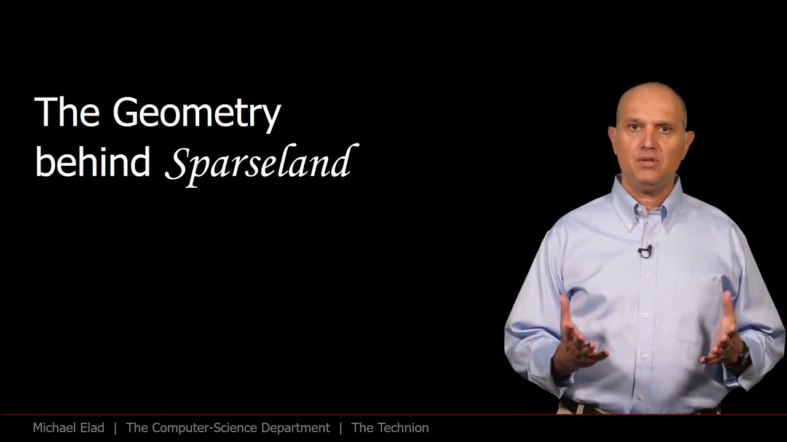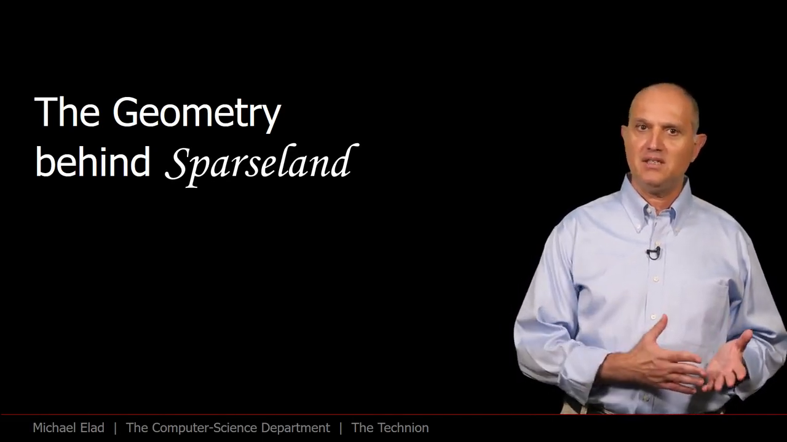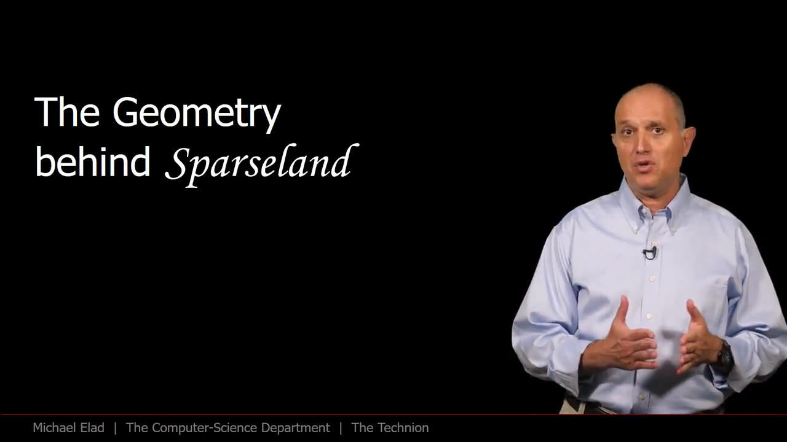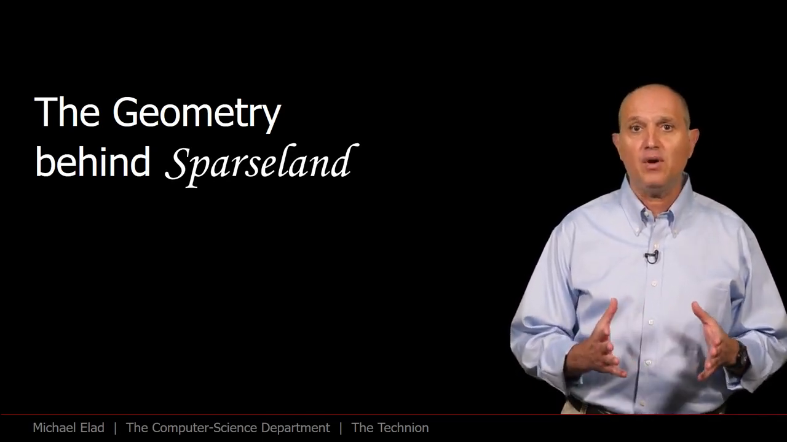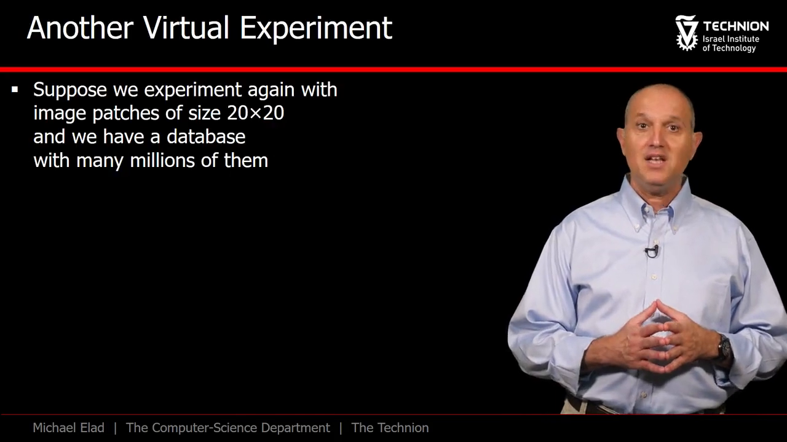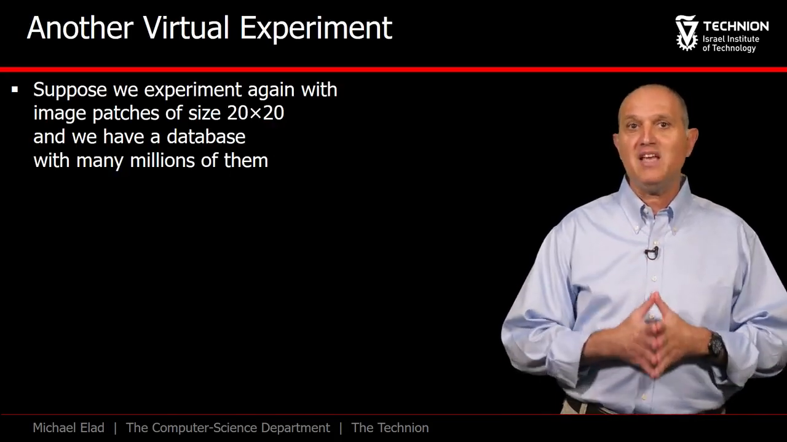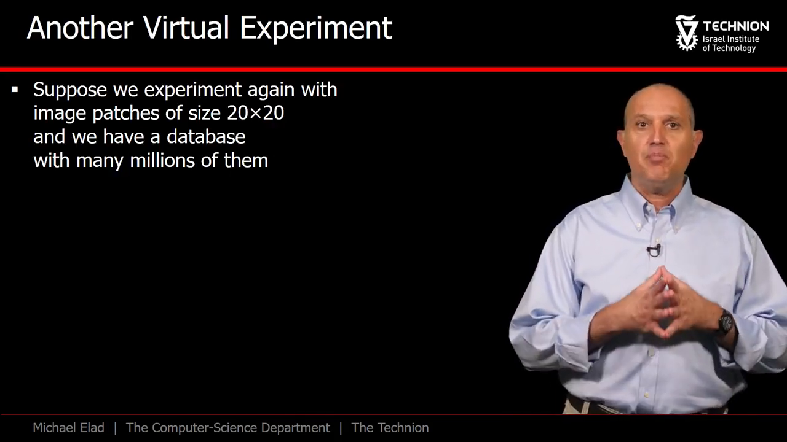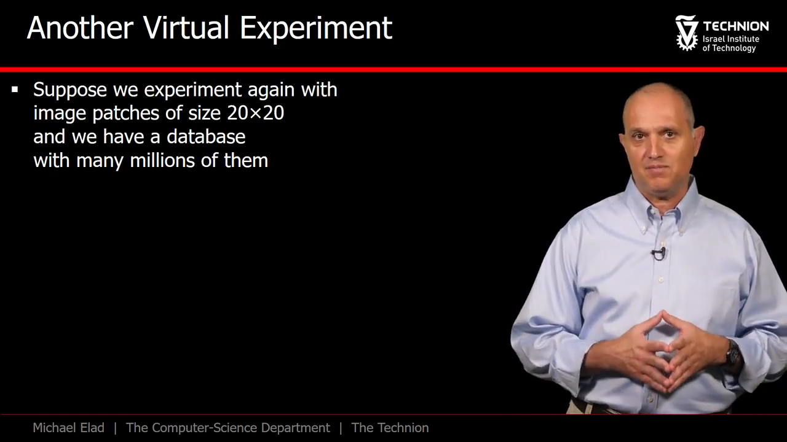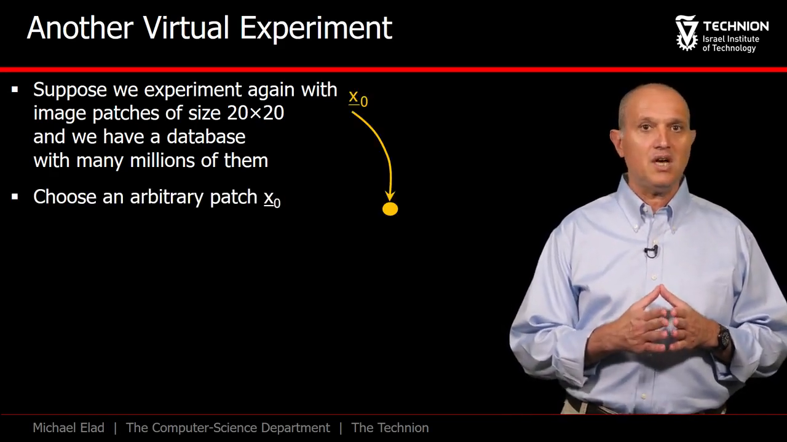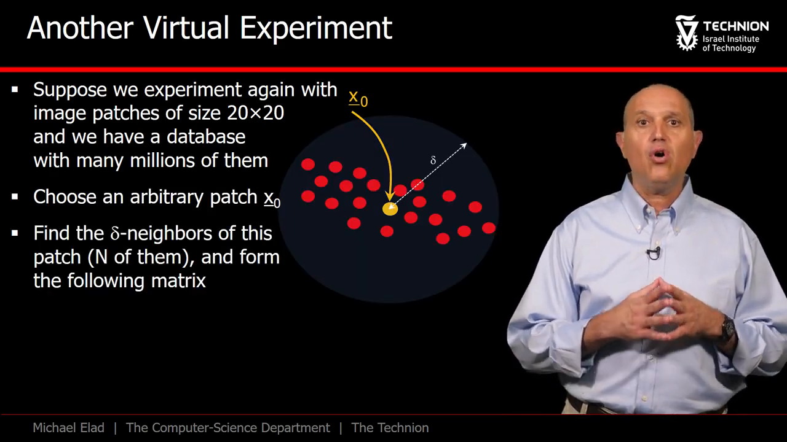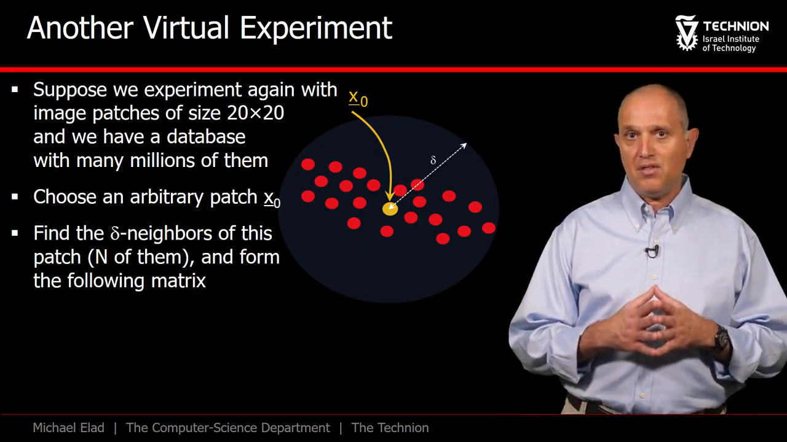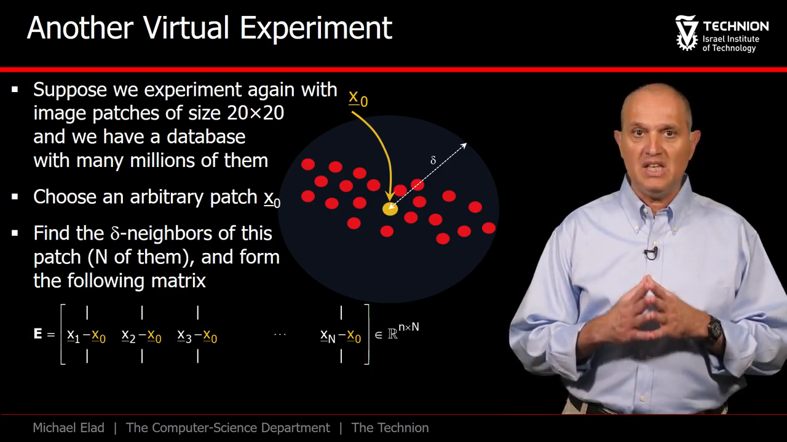We have already mentioned the close relation between SparseLand and GMM and its affinity to a union of low-dimensional subspaces. Let's suggest another way of looking at this. Let's run another virtual experiment, again using the massive database of patches of size 20 by 20 pixels. We start by choosing an arbitrary patch, we call it x0. Now let's find all its delta neighbors and gather them as the columns of this matrix E.